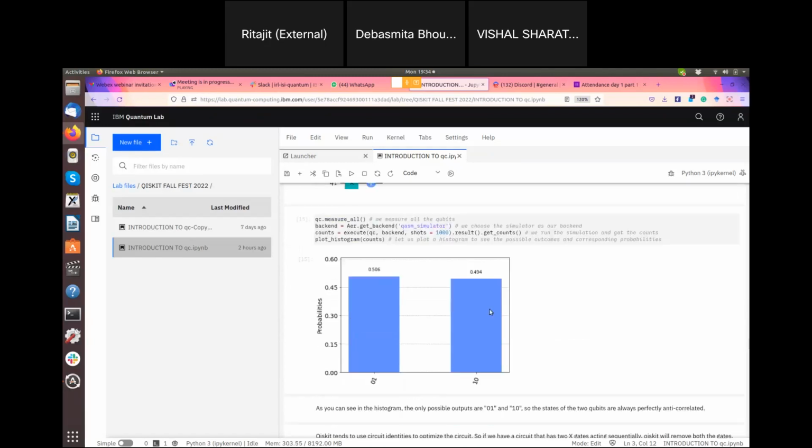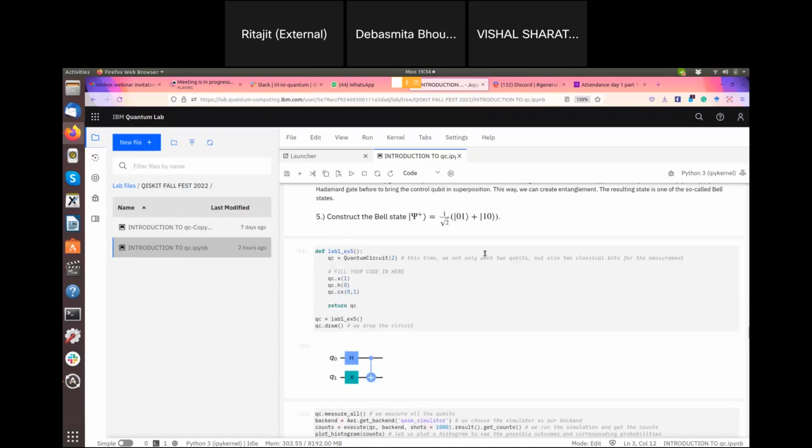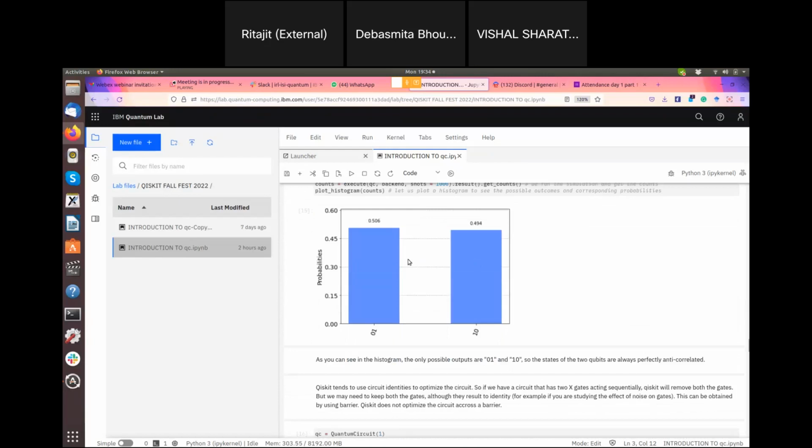So what is the output? Our target was 01 plus 10. So half of the time you should get 01 and half of the time you should get 10. And this is what we see from here. Half of the time we are getting 01 and half of the time we are getting 10.